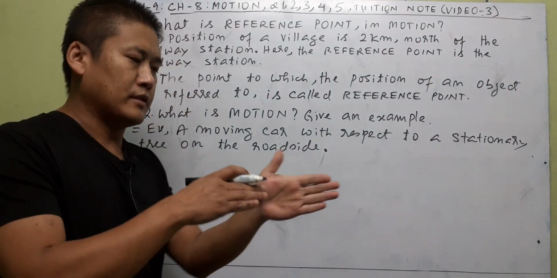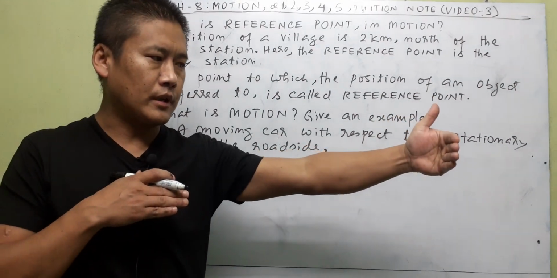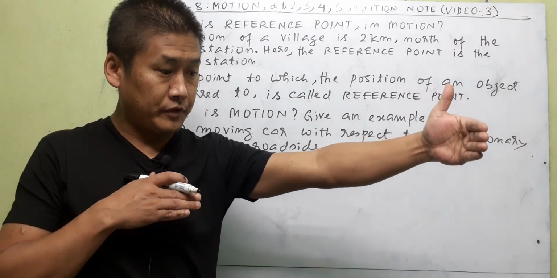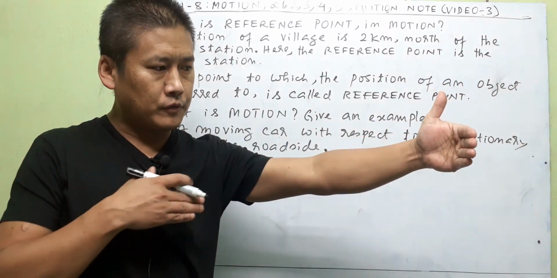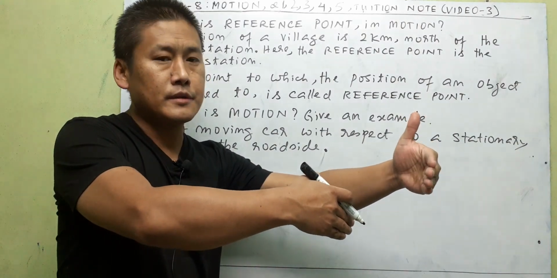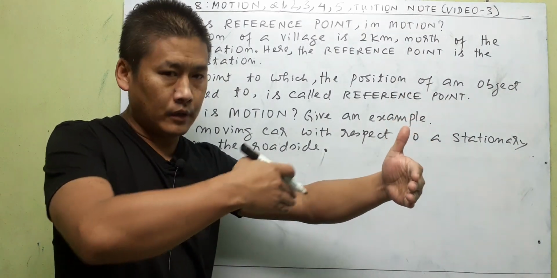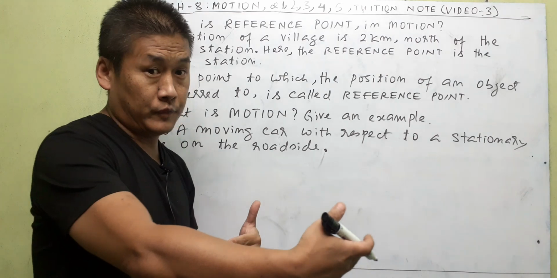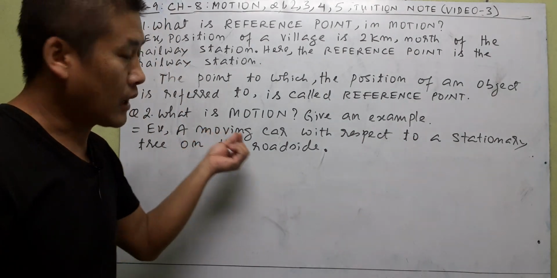So let us say in the beginning at 0 seconds, the distance between the tree on the roadside and the car is 10 meters. After 2 seconds, it's 8 meters. After 3 seconds, it is 5 meters. So the distance between the tree and the car is changing with time. So that is an example of the car in motion.